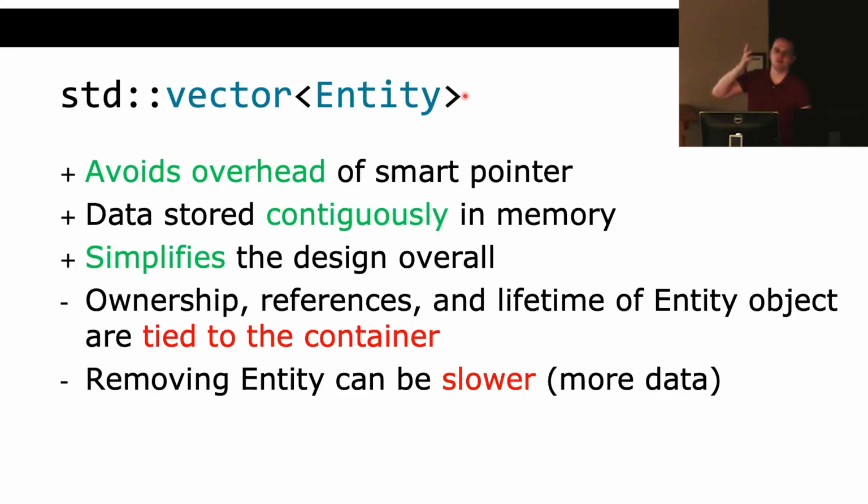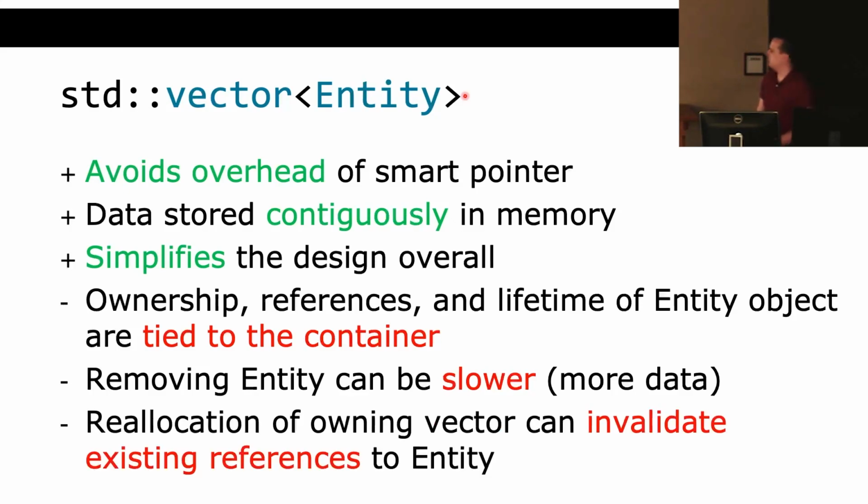Yes, there are other ways that you could possibly delete from a vector by swapping and all this kind of stuff, but taking and moving all of that data around is slower than just moving a pointer, right? So it can be a little bit slower. And reallocation of the owning vector can invalidate existing references to the entity. Now, we could deal with that, but then our code gets a little more complex, etc.